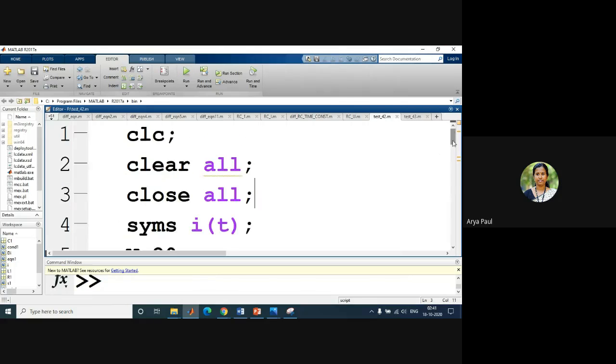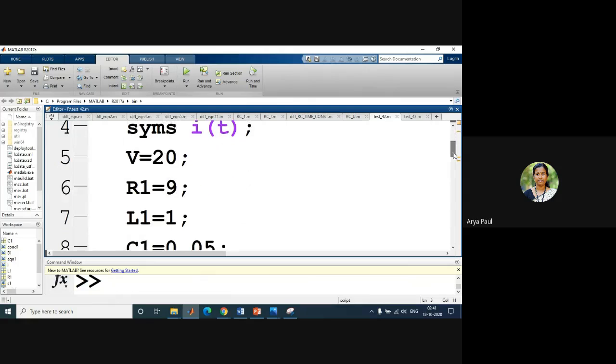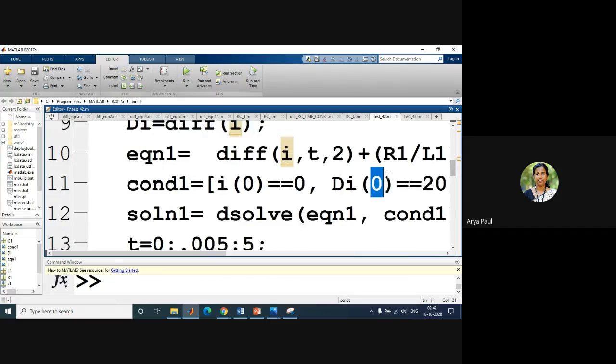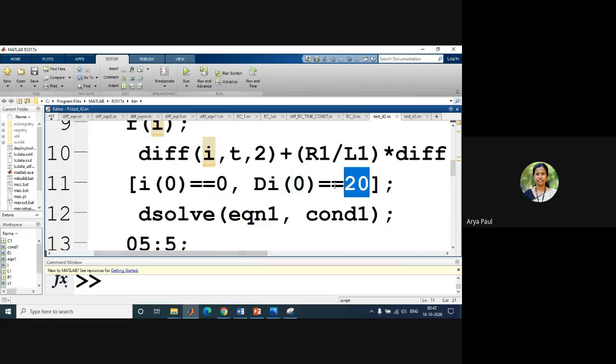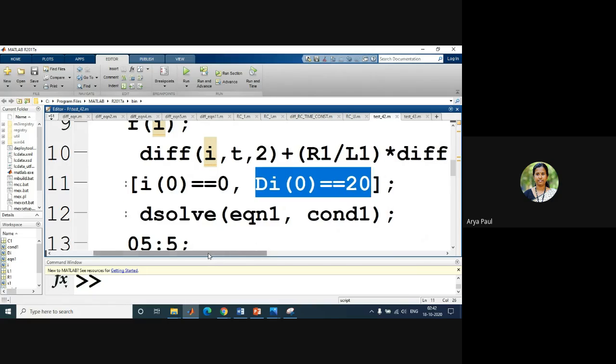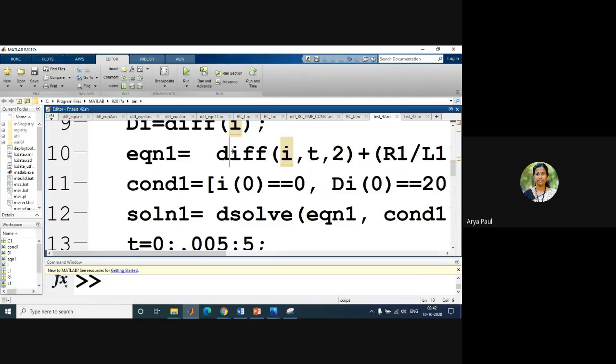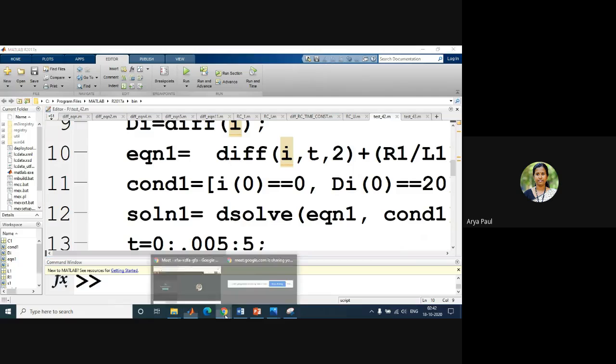Now if I am changing my V value, here I am applying voltage equal to 20. Please understand that this diff of I you need to take for the second condition, the second initial condition, di of 0 equal to 20. That is, you are placing another condition for solving the two constant values that you will get while solving the differential equation.